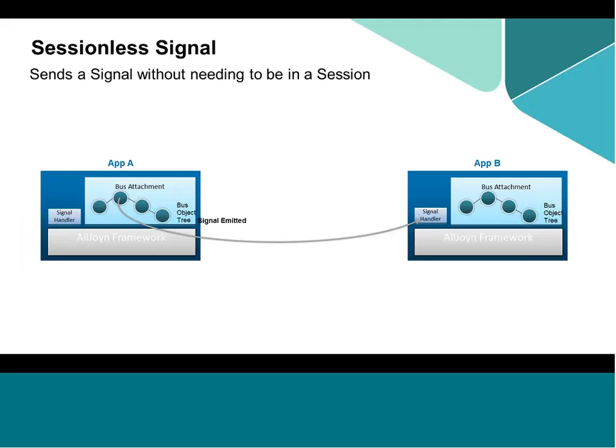sessionless object.cc, that's where the implementation of this occurs. And you'll see that it does a find advertised name for org_alljoyn.sl. And then once it finds that advertised name, it does a join session asynchronous.